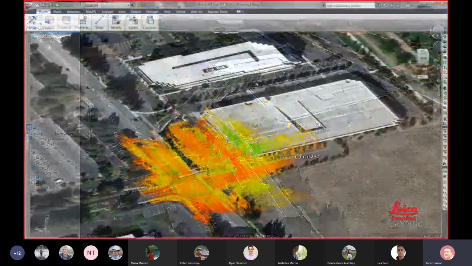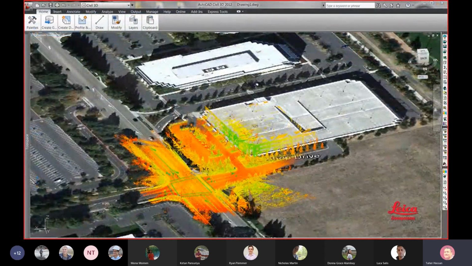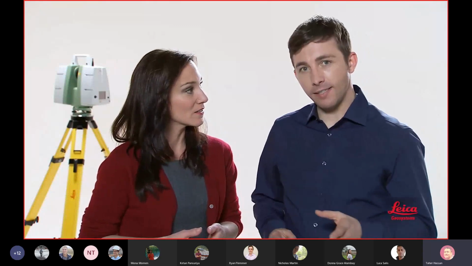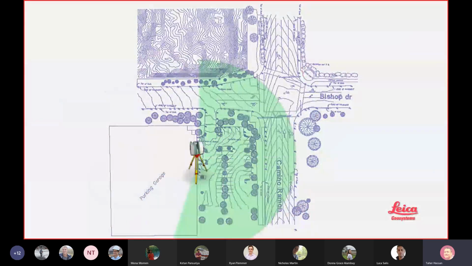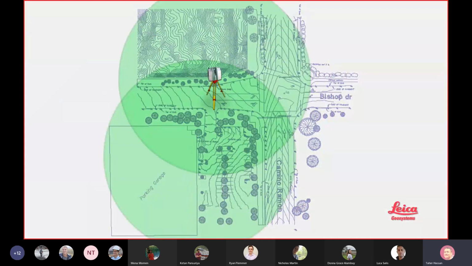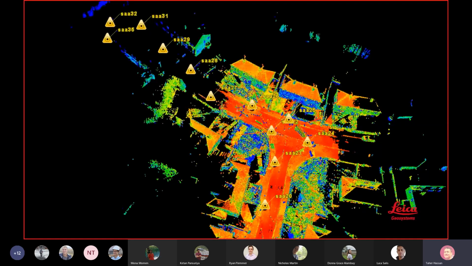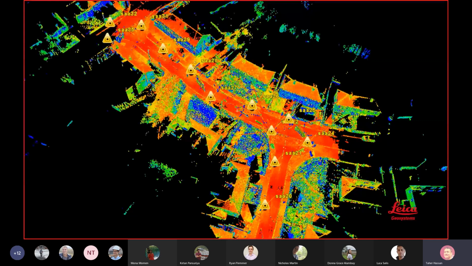Now, what if you need to capture an entire scene where some views may be obstructed, or if a site is so big that the scanner can't reach all of it with one scan? Right. In those cases, which are very typical, the scanner is moved to different vantage points for more scans. The best vantage points will be based on site logistics and scanner capabilities. Multiple scans can be automatically aligned with each other. Can you help us understand how that's done?